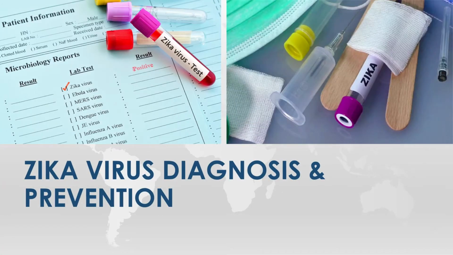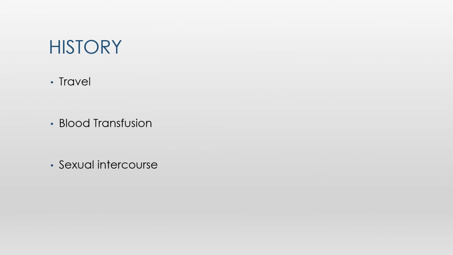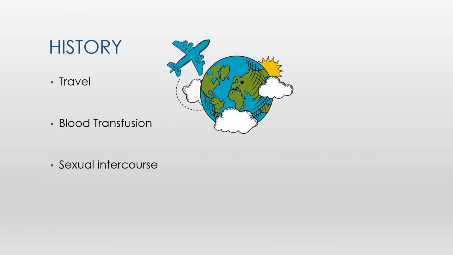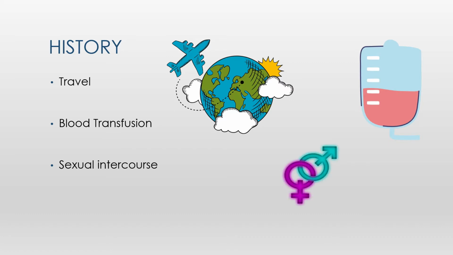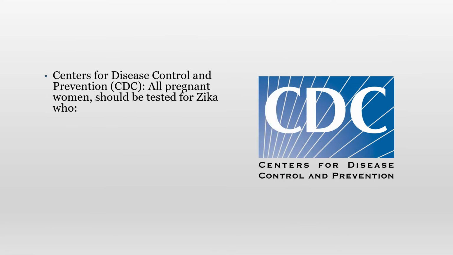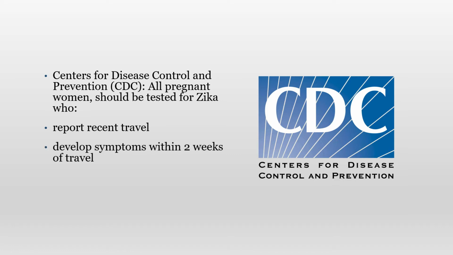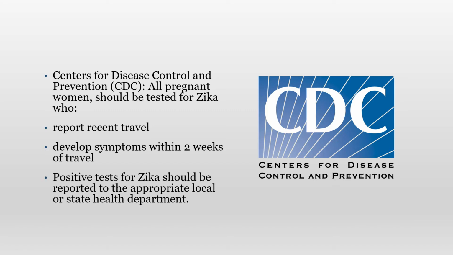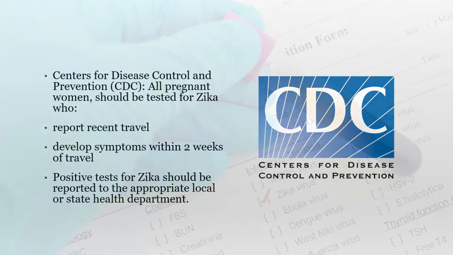So let's get started. Before doing any test, a history is taken about recent travel to any Zika infected areas, blood transfusion and sexual intercourse. CDC advised clinicians to ask all pregnant women about recent travel to areas where Zika virus transmission is ongoing. Those who reported such travel and developed symptoms within 2 weeks of travel should be tested for Zika virus infection, and a positive test for Zika virus should be reported to appropriate local or state health departments.